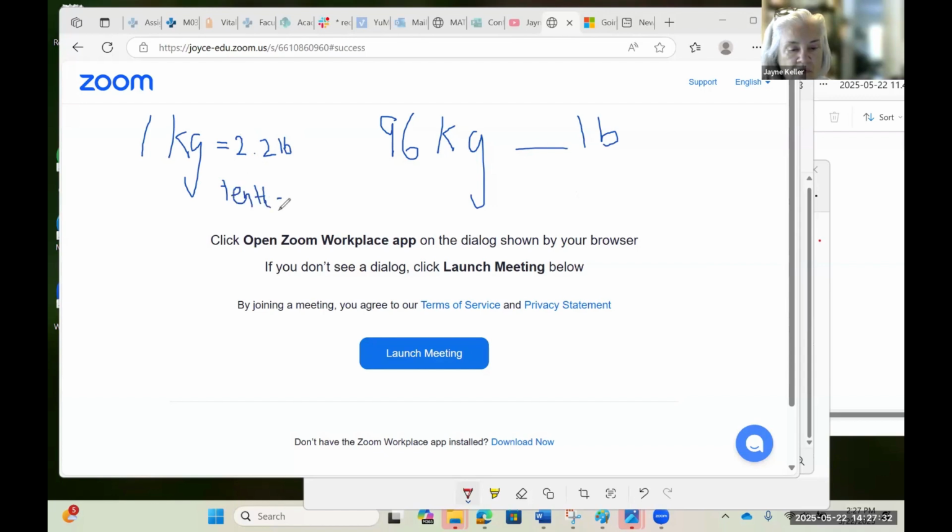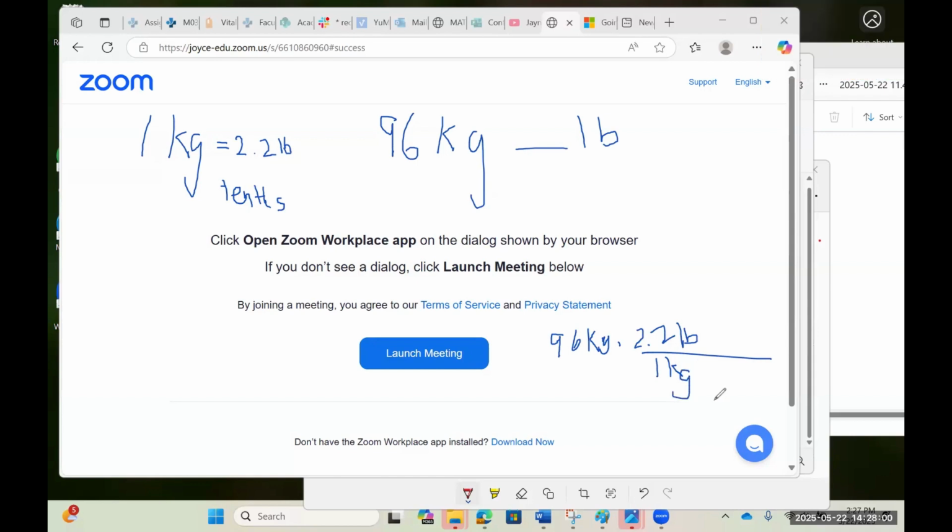So the unit multiplier that we want to convert to pounds means I'm going to put pounds in the numerator of my conversion factor. So I want 2.2 pounds in the numerator and 1 kilogram in the denominator. Is that how you did it? Well, I did 96 times 2.2. Okay, so we get 96 times 2.2 and we get 211.2.